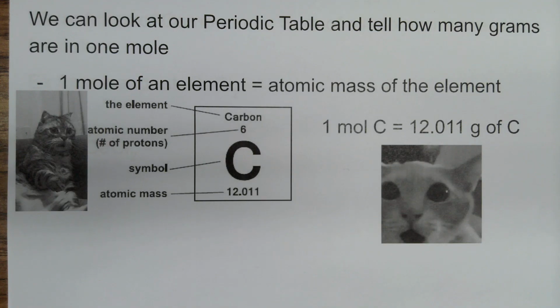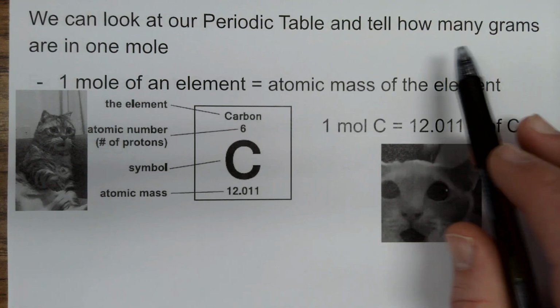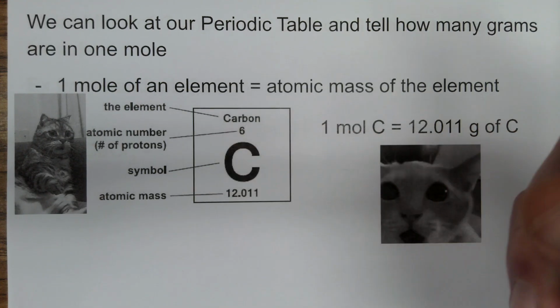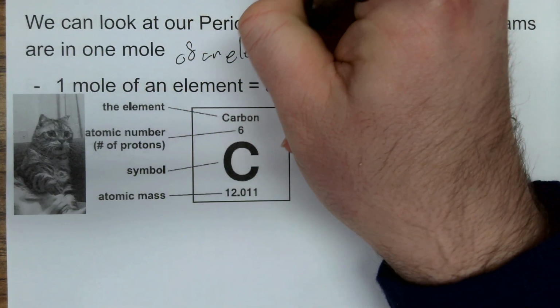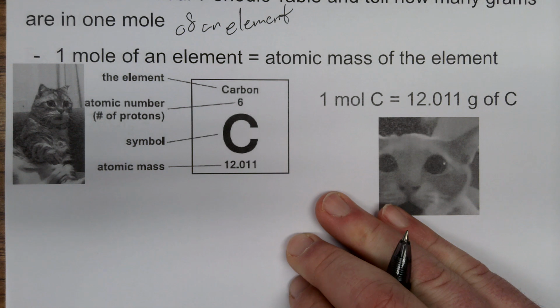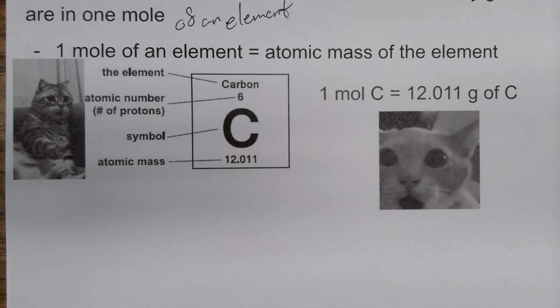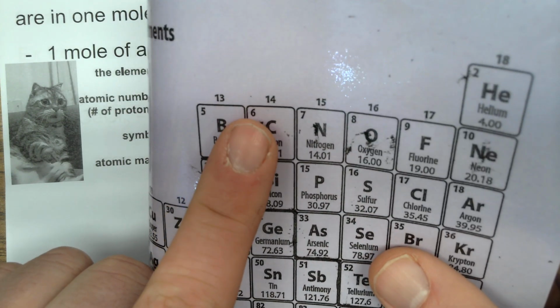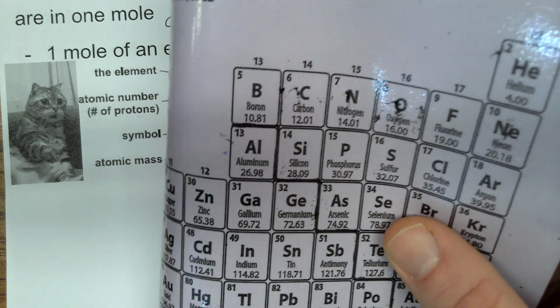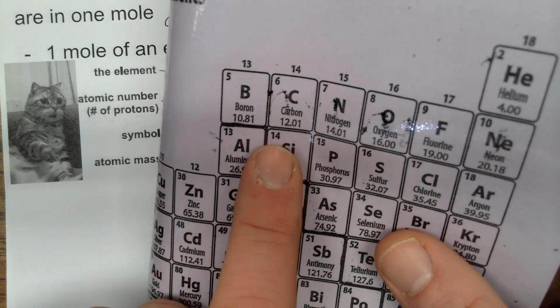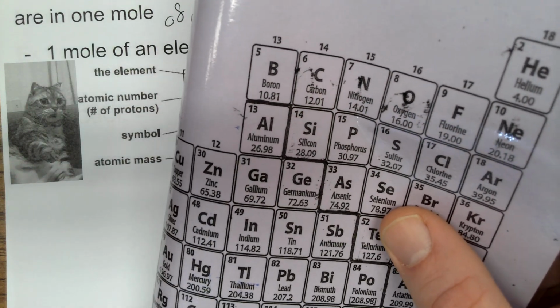So, last time in class, you should have picked up that we could use our periodic table to tell how many grams are in 1 mole of an element. And I can pull that directly from the periodic table on your little sheet. If I'm looking at carbon, I see two numbers on carbon. I see the number 6 at the top. That's my atomic number. That tells me how many protons are in the nucleus of my atom. And I see this lower number at the bottom of my screen. That is my molar mass.